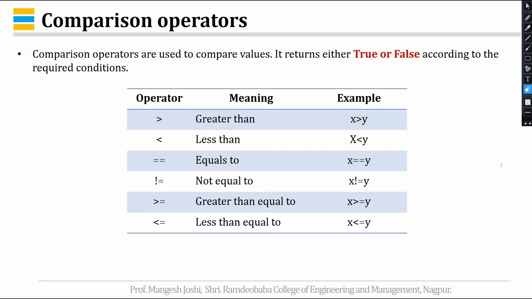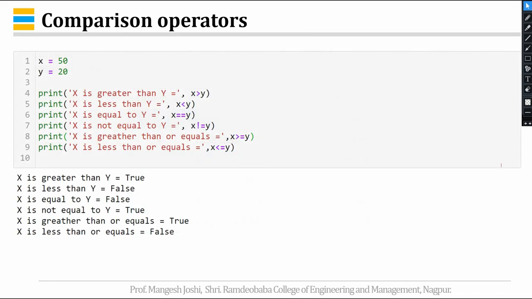So let us see with the help of the program all the operators. You might be knowing this earlier, but we have to revise it once again. So again the same values of x and y. So I am printing x is greater than y. So what is it returning? It is returning true. If x is greater than y, then it will return true value. Okay. Second statement, x is less than y. So x is not less than y. So it will return the false value.